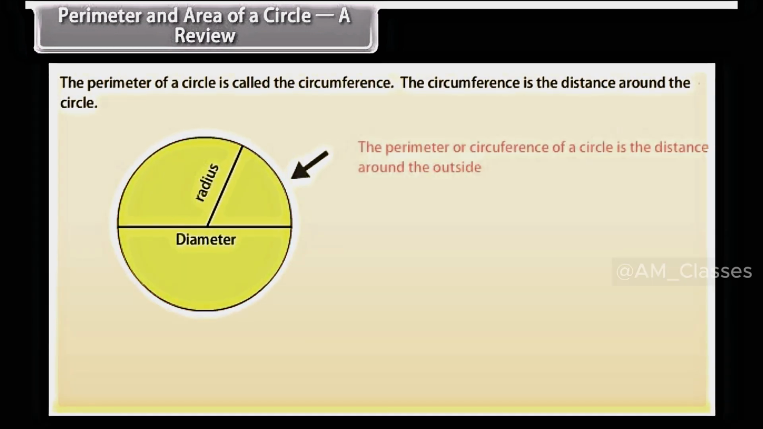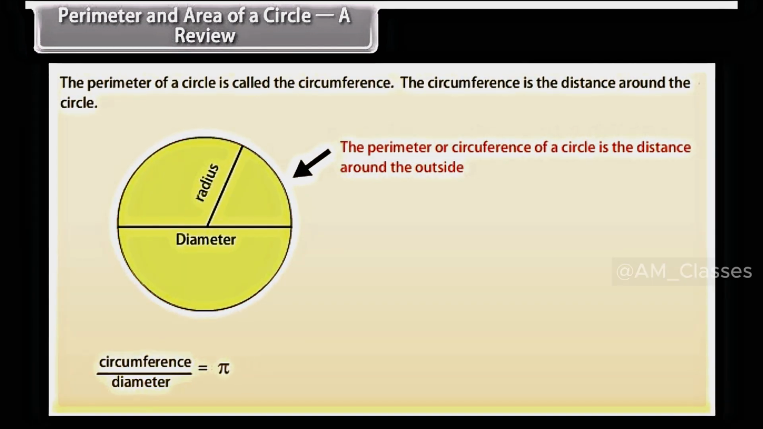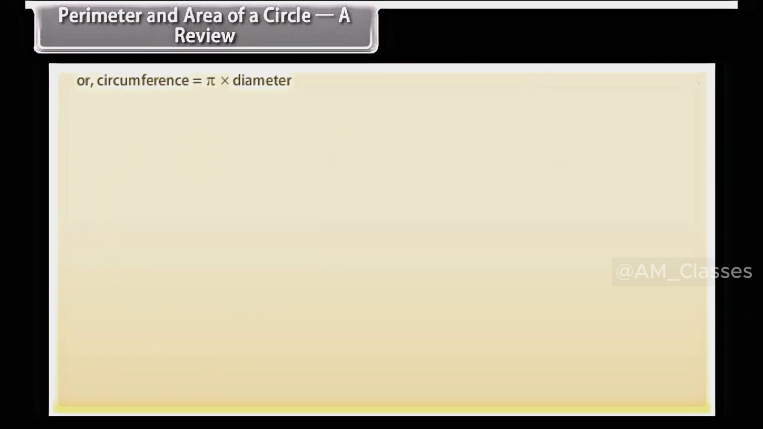Perimeter and area of a circle. A review. The perimeter of a circle is called the circumference. The circumference is the distance around the circle. The ratio of circumference with its diameter is constant. The constant ratio is denoted by pi, or circumference is equal to pi into diameter, which is equal to pi into 2r, where r is the radius of the circle, which equals 2 pi r.